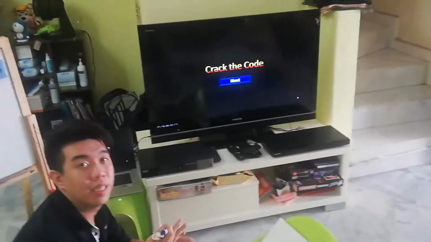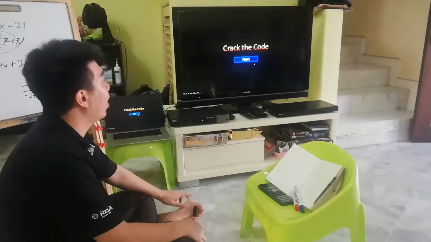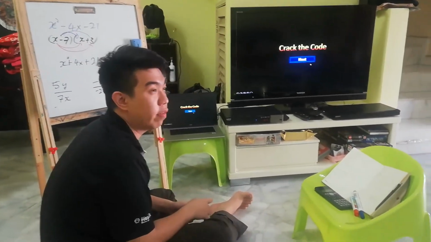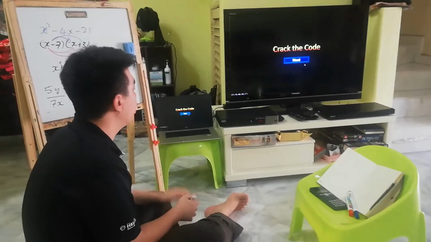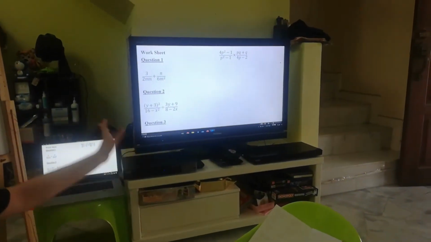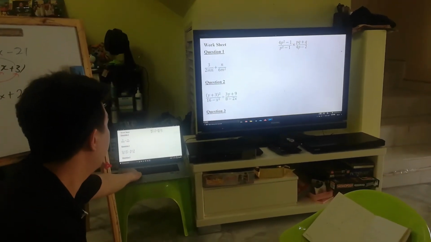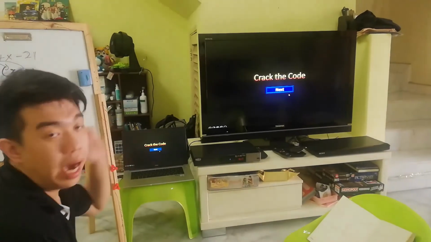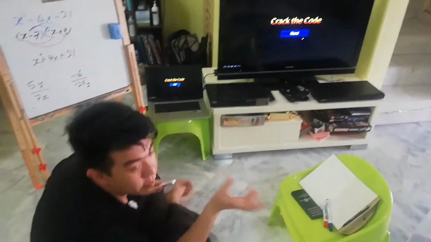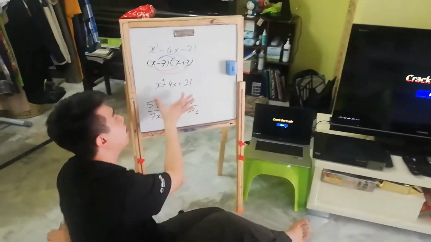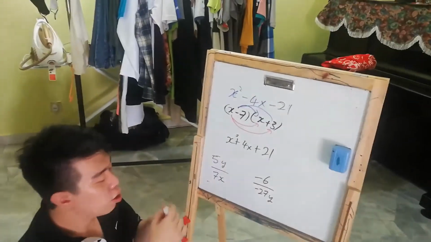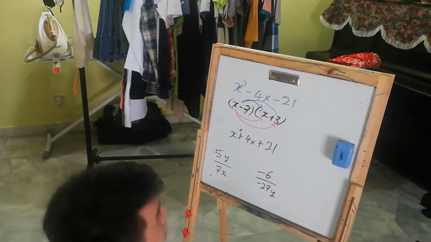Okay, stop. Now this game is called Crack the Code. So you're given 10 to 15 minutes to solve these questions. I have given you the paper. You can look at it. So for this question, how do you get a password? The password is a certain number or names or alphabet. Let's say the answer for the first question is this. So you take the highest number, 21.